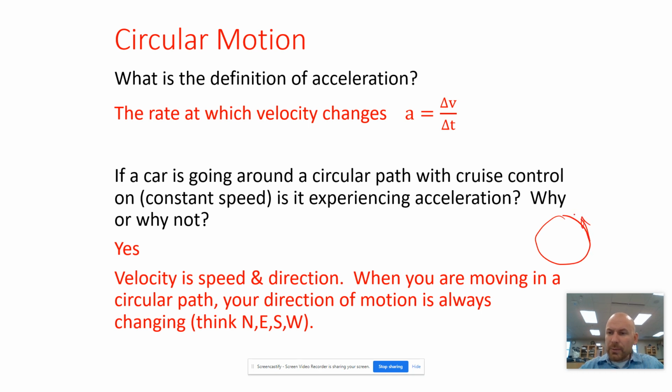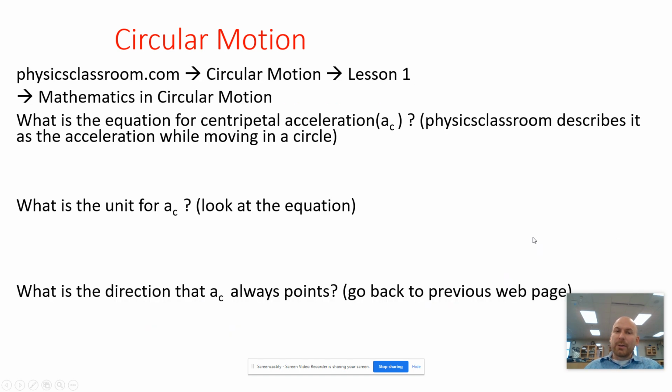You're going this way, and now you're going this way, and now you're going this way. It's always changing. Think of changing north, east, south, west. That is continually changing as you're moving in a circle. So we do have acceleration. We have a name for this, where you're not changing your speed, but you're simply changing your direction. It is known as centripetal acceleration.